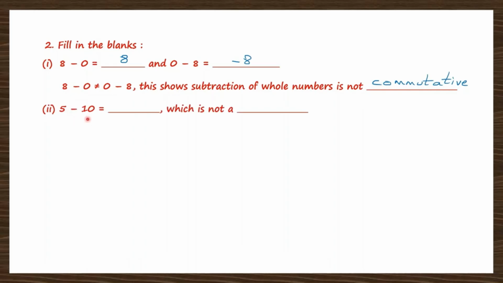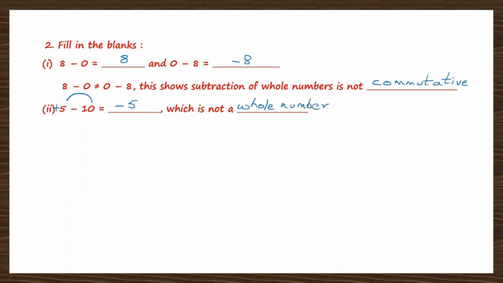Question 2. 5 minus 10. Now, here signs are different, isn't it? So we put the sign of the bigger number and we subtract, 10 minus 5 is 5. So the answer is minus 5. And the other part of the blank sentence says, which is not a whole number. Now, minus 5 is not a whole number, isn't it? Because it has the minus sign. Minus 5 is not a whole number.